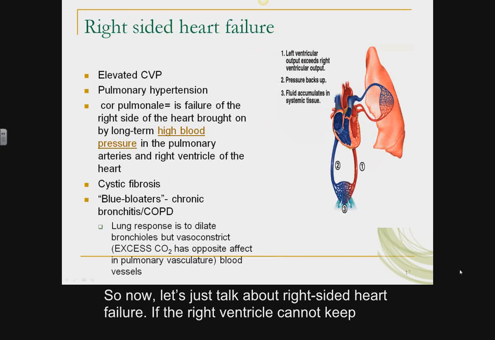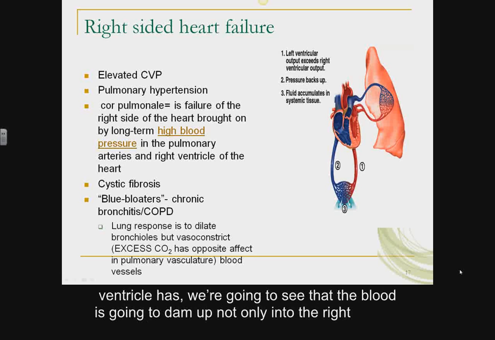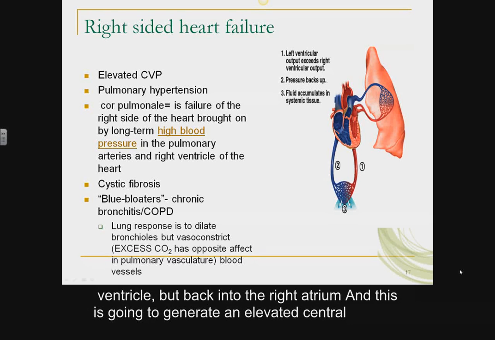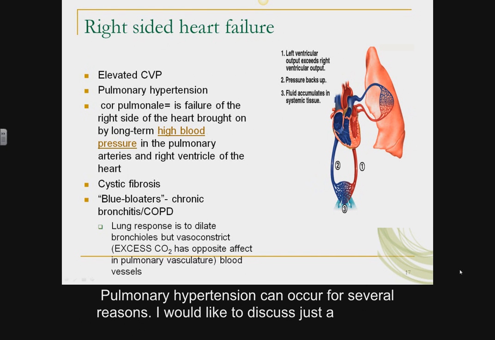Let's talk about right-sided heart failure. If and when the right ventricle cannot keep up with the demand or cannot keep up with the same type of stroke volume that the left ventricle has, we're going to see that the blood is going to dam up not only into the right ventricle, but back into the right atrium, and this is going to generate an elevated central venous pressure, or CVP. Now, how can this happen? This can happen with pulmonary hypertension.